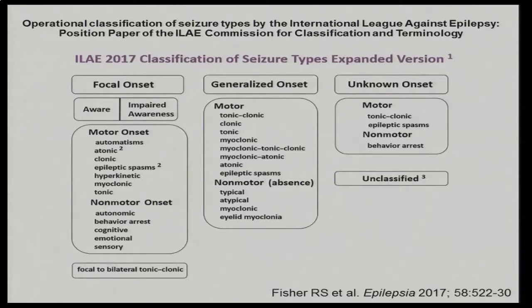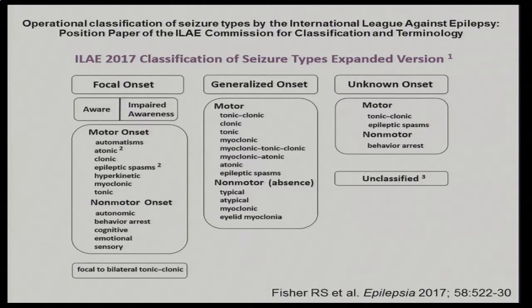So this is the first important novel concept that I wanted to share with you, and relates to a recent classification of epileptic seizure. As a matter of fact, this is a position paper by the International League Against Epilepsy, which revised its classification of epileptic seizures as follows. So the broad classification of focal onset seizures, generalized onset seizures, unknown onset seizures, and then unclassified.